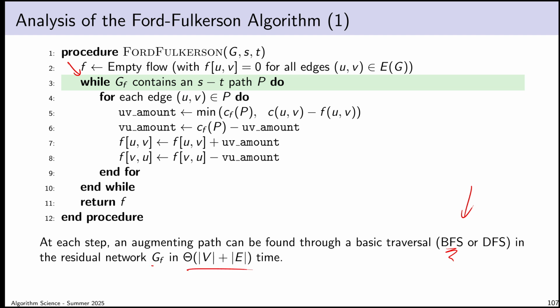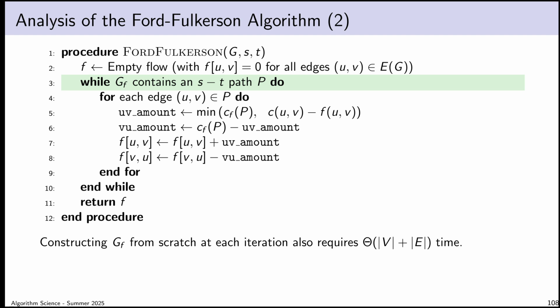Now, this does require doing that traversal on the residual network, so we should take into account the time that's needed to create the residual network. And there are two ways to do this. One option would be to create it at the beginning and update it continuously. Another option would be to just create it again every time I need it. So at every iteration of the loop, create G_f from scratch and then do a traversal of it. I don't know that that's the most efficient thing to do in practice, but for the sake of analysis, let's assume that I do it that way.